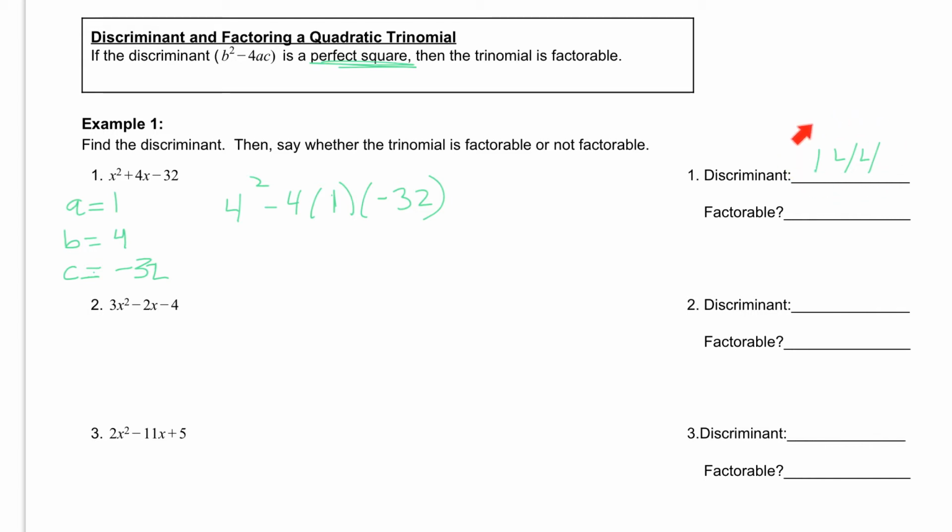So 144 is a perfect square. It comes from 12 times 12. So is this factorable? And you would say yes. And then again, tomorrow you'll learn how to do that.